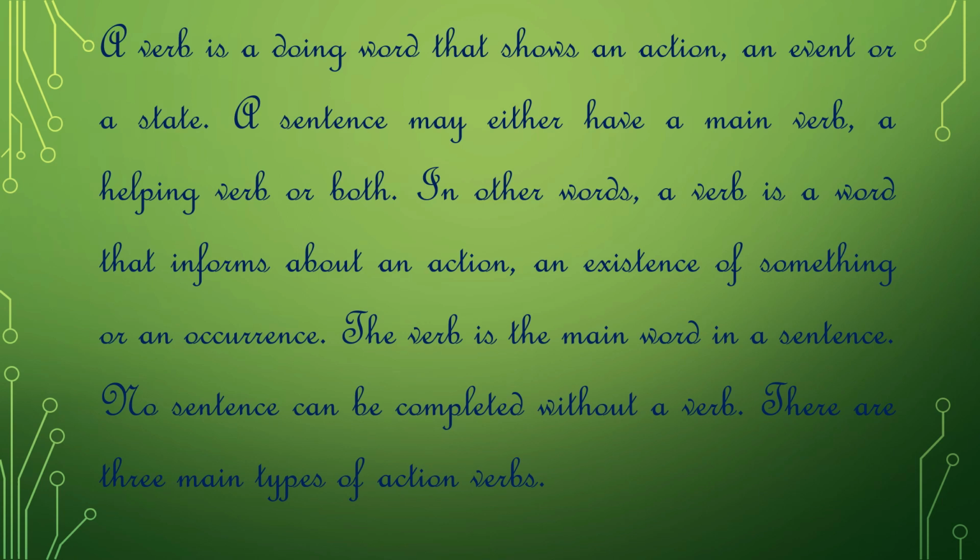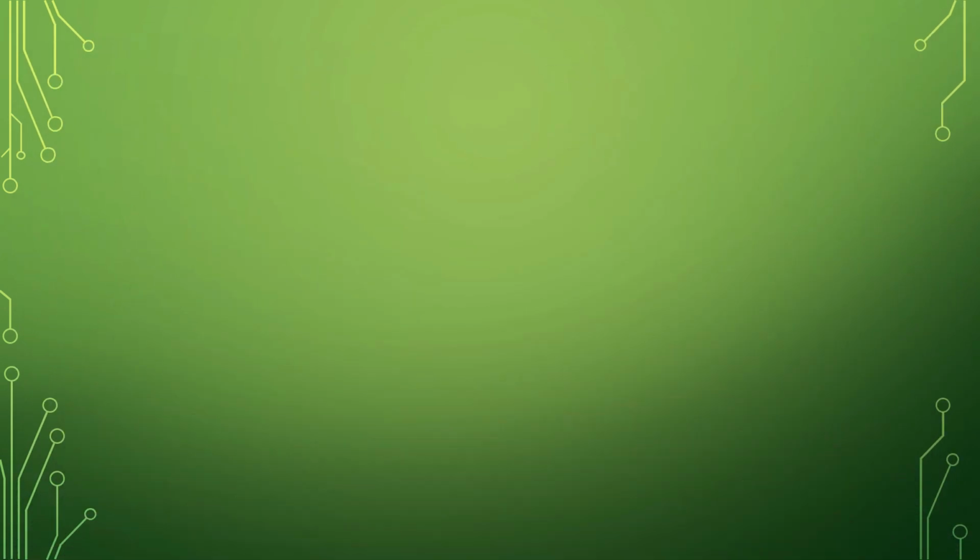There are three main types of action words. Verbs may be a word that informs about an action, an existence of something, or an occurrence. But here, under action, there are three main types. Maybe existence of something, an occurrence also will come. But under action, there are three main types of action words. Verbs, not word, verb. Okay.